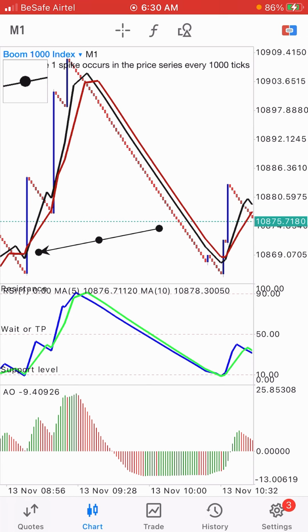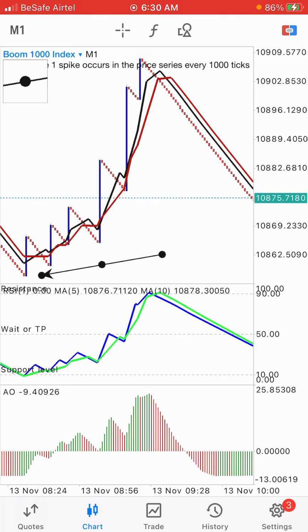As you can see here, this one right now is an uptrend. Like I said, when the two moving averages cross each other to the upside, after one spike, the two lines, red and black, cross each other and face to the upside. That's your entry point. You enter the market and spikes will definitely come your way.